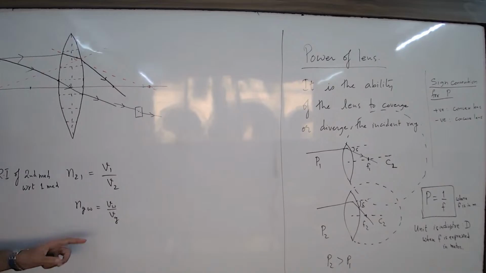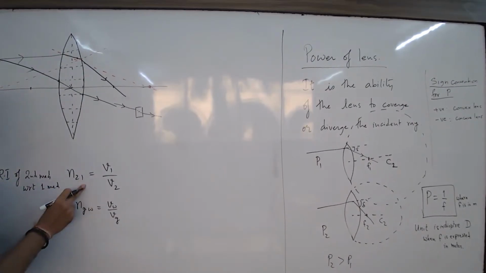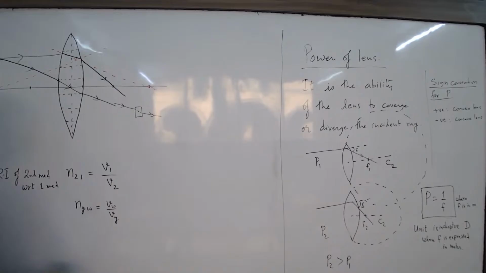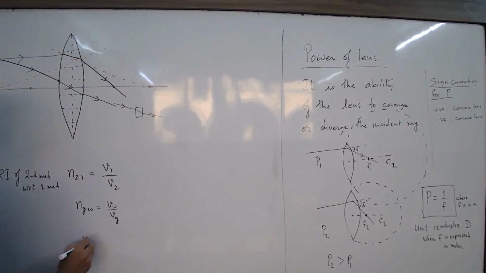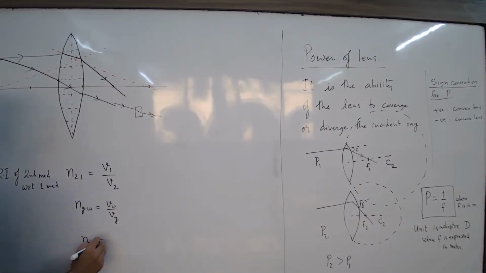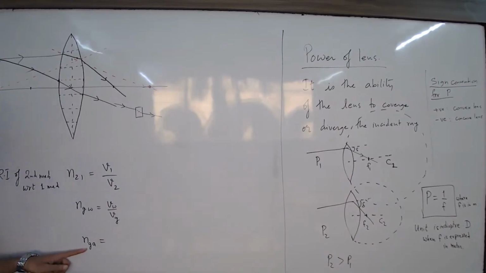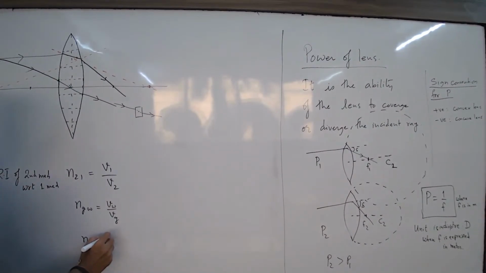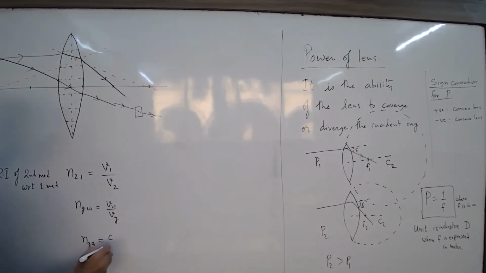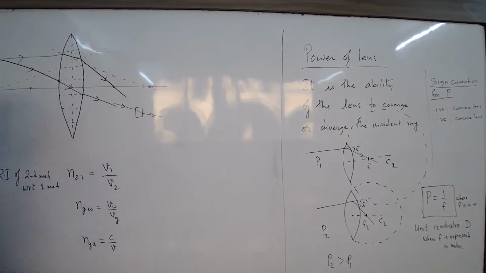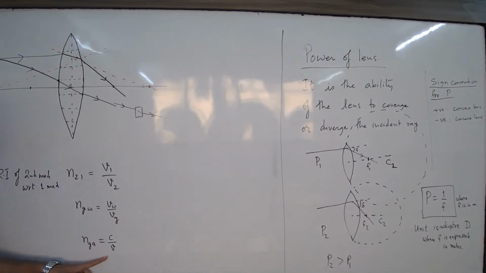Speed of light in water versus speed of light in glass. Correct? Yes. Now, what is absolute refractive index? If, say, the first medium was air, then I can write the refractive index of glass with respect to air as the speed of light in air upon the speed of light in glass. Let's say the speed of light in glass is v.